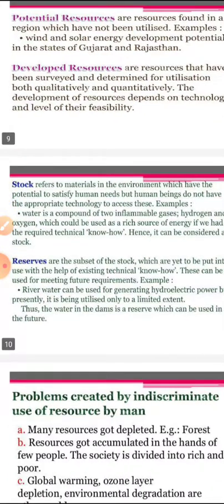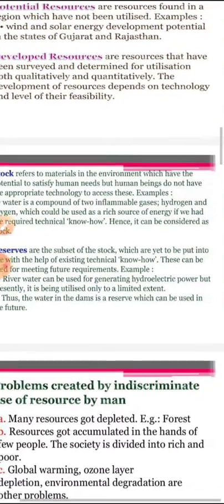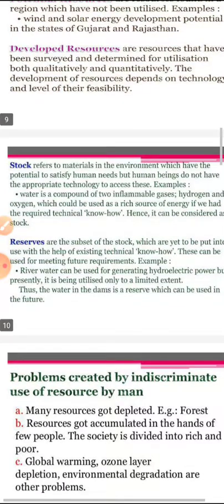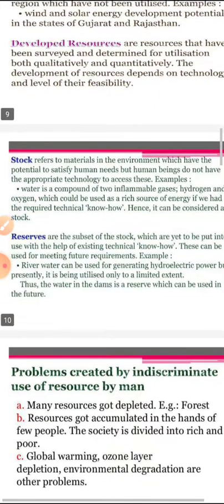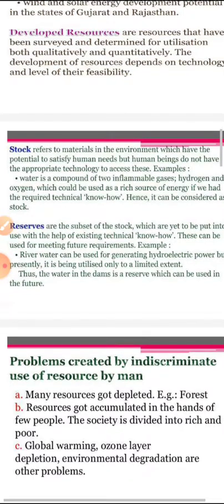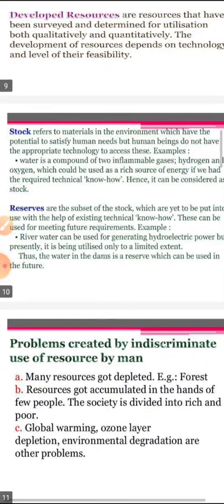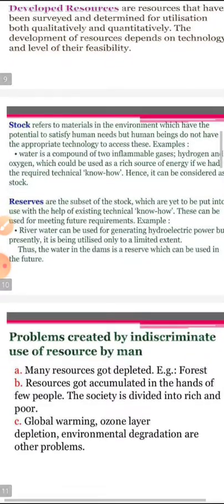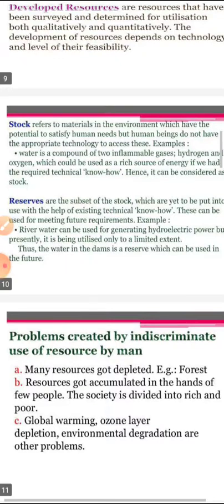Next one is a stock. These are the materials which are available in the environment, and these materials have the potential to satisfy our needs or requirements, but we don't have appropriate technology. You can take the example of water. Water is made up of hydrogen and oxygen, and both are highly inflammable gases, and they would be able to eliminate the crisis of energy, particularly electricity, from not only India but the whole world. But till now we don't have the technology to utilize it.